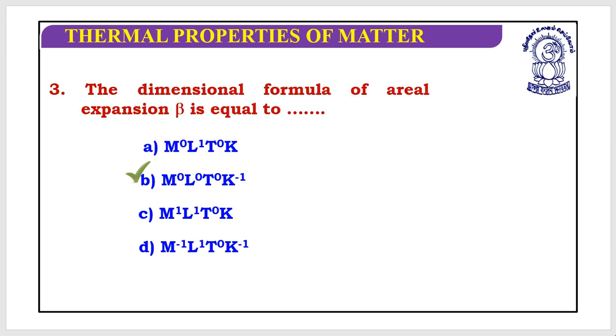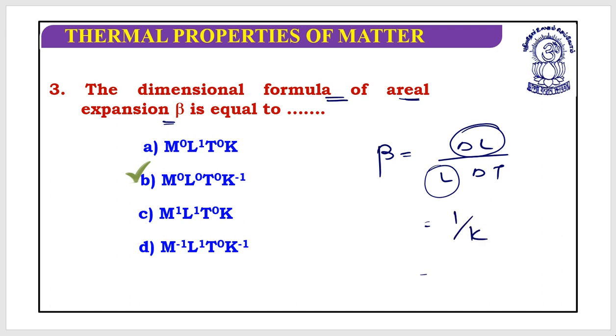Great. Next, the dimensional formula. The dimensional formula of areal expansion beta. This beta is equal to delta L by L delta T. Dimension wise, the meter has cancelled, and this is equal to 1 by Kelvin. So this is equal to m0, l0, t0, k to the power minus 1. I hope this is clear. This would be the correct answer. I hope this is clear. Any doubts up till now? Is there anything?